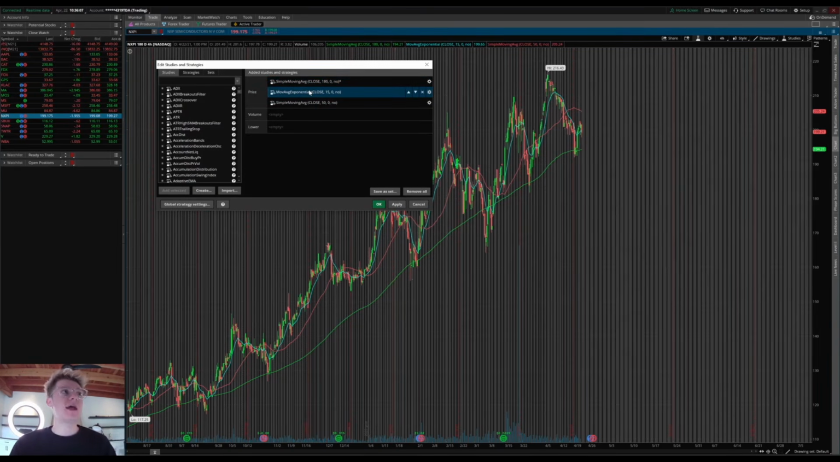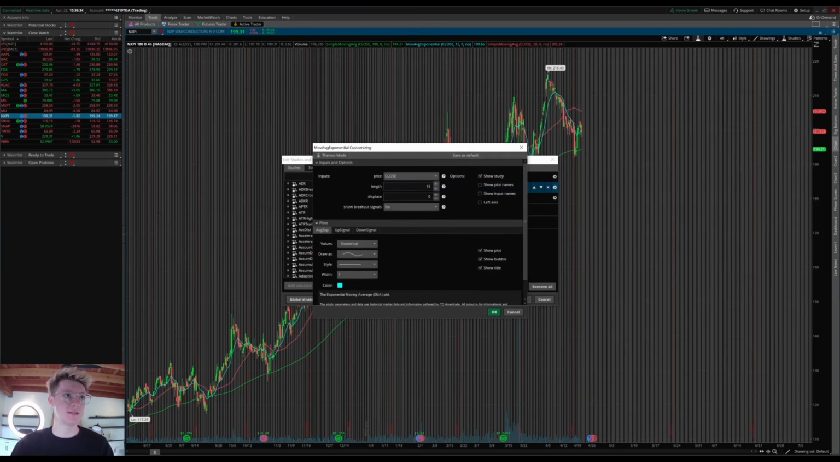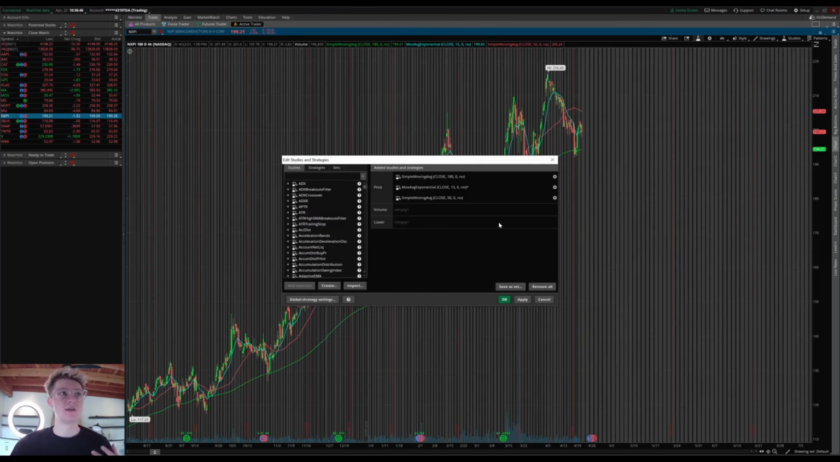And then we're going to want to go ahead and apply the exponential moving average, the EMA. So you're going to want to type in 15 for the length, and I like to make the color blue. You can change these colors, but it might get confusing. So you're better off to go with the same colors that I use.